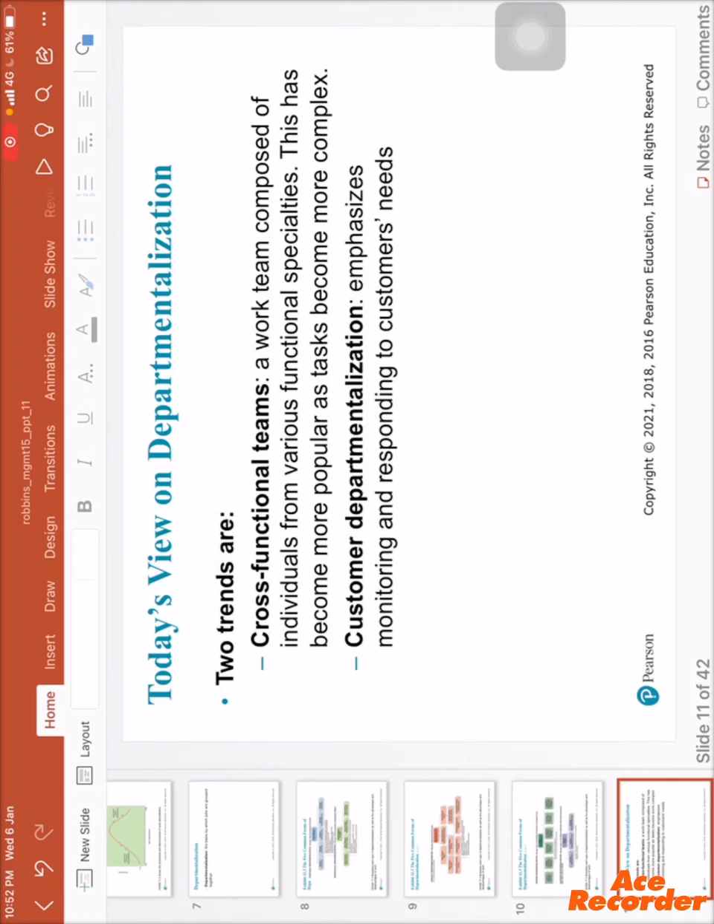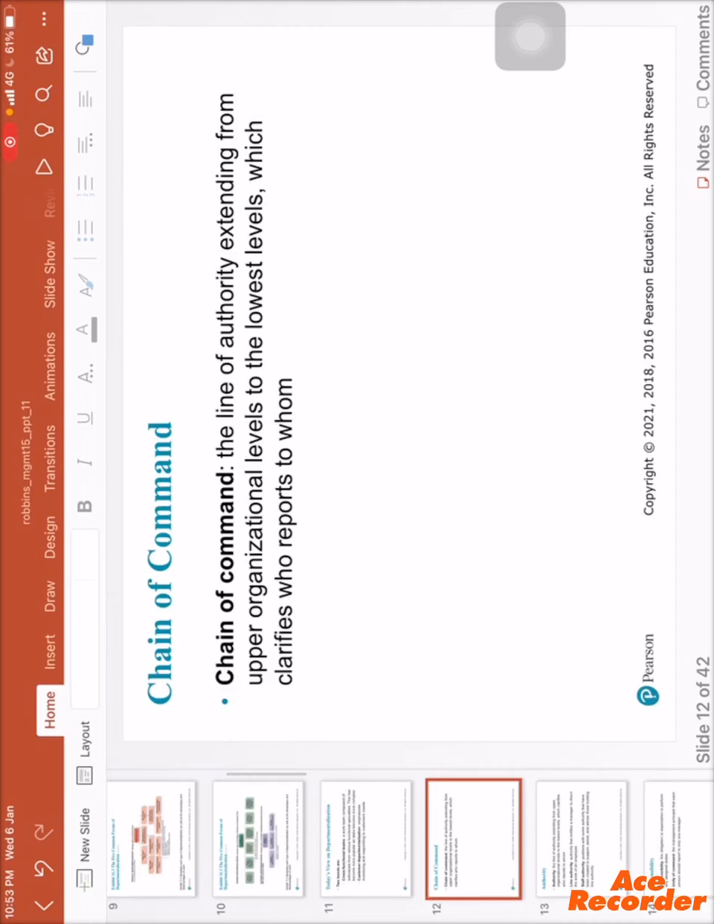And they held a meeting among customers, and they can freely give any ideas, and they have such kind of forum. And then automatically they can monitor and respond towards the customers' needs. They can update their database in terms of customer needs. Alright. Then we go to the chain of command.